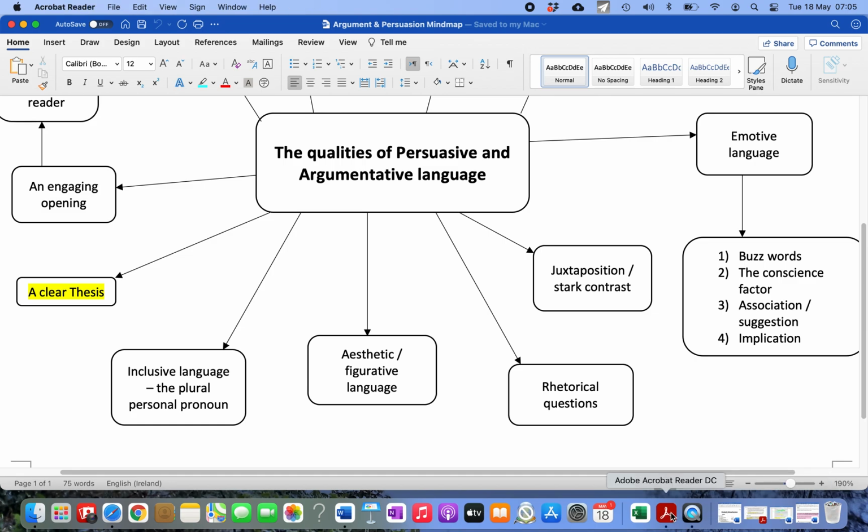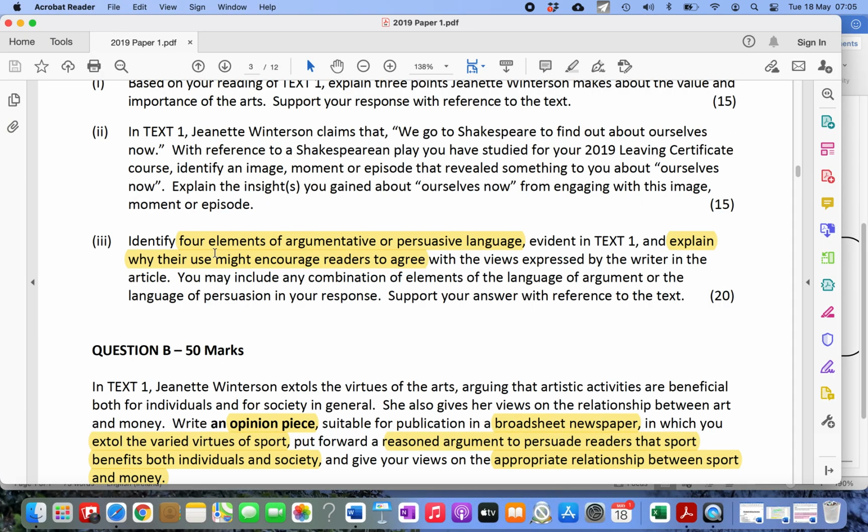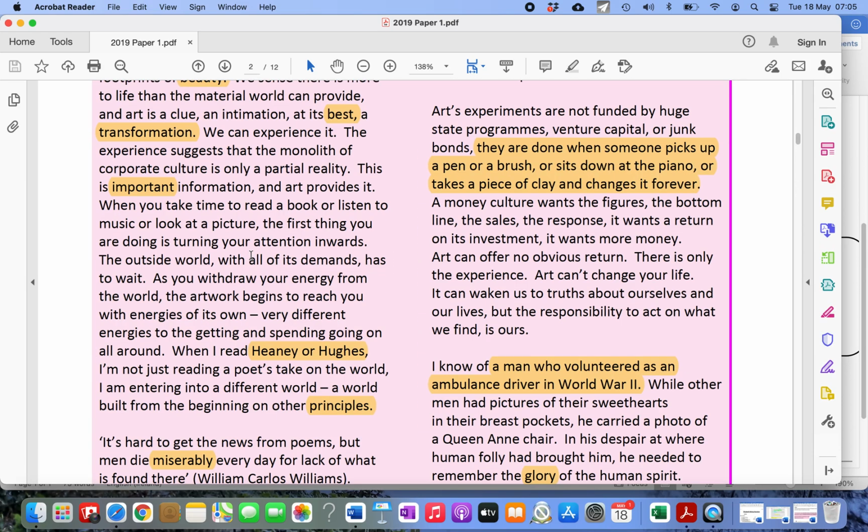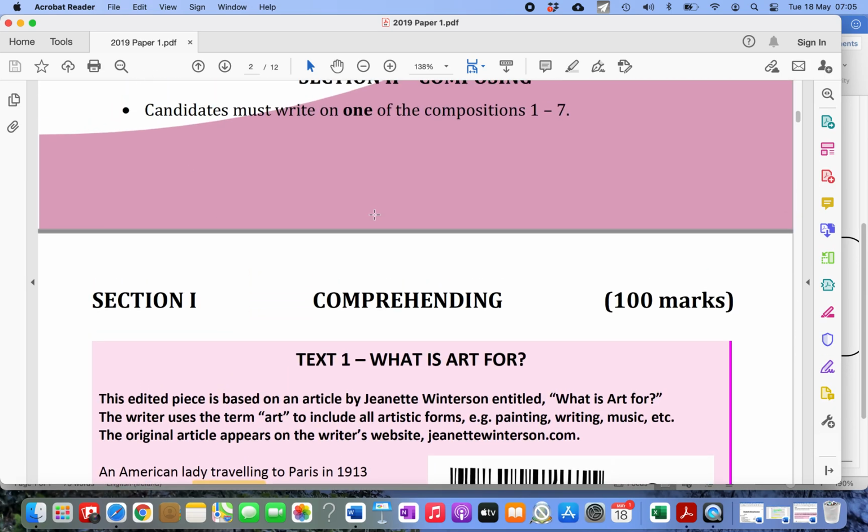The question in 2019 asked students to find 4 elements of argumentative or persuasive language. What do you look for? An engaging opening, a clear thesis, evidence that's used to support the point, accessible language, emotive language, buzzwords, bias, repetition, rhetorical questions. Wow, there's a lot of things you can look for. So that's a little bit of revision for the key elements of argument and persuasion.